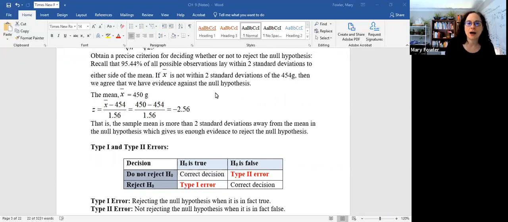So when I calculated the z-score of minus 2.56, we see that the sample mean is more than 2 standard deviations away from the null hypothesis mean of 454 grams. And so that gives us enough evidence to reject the null hypothesis. Okay.